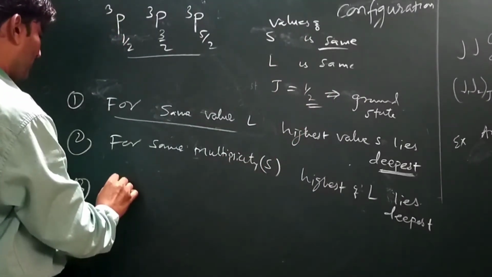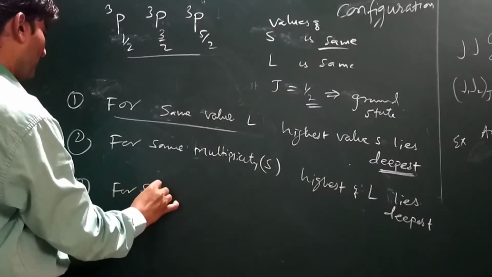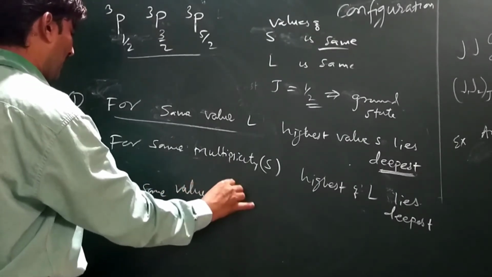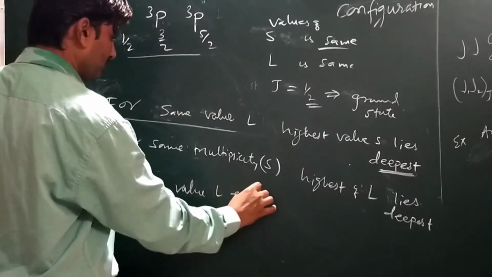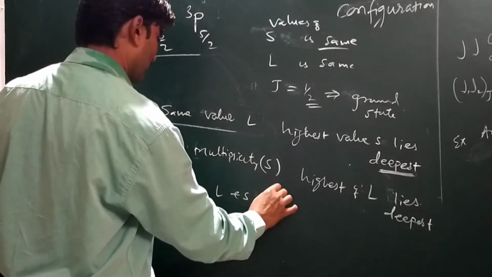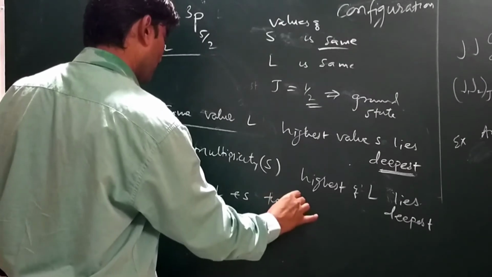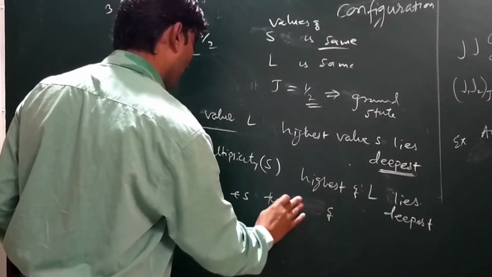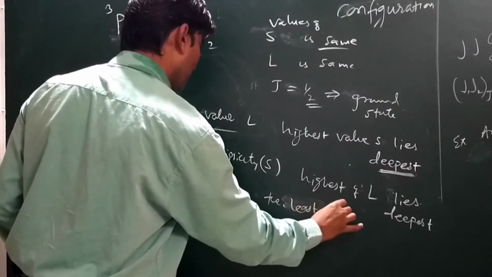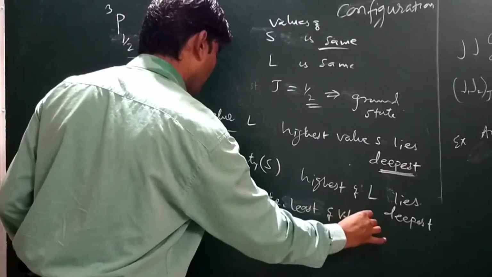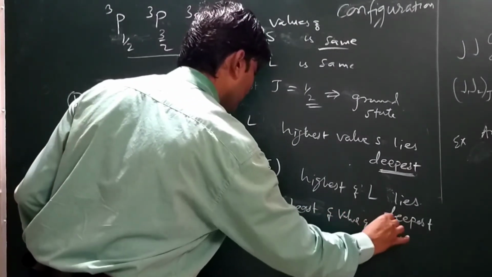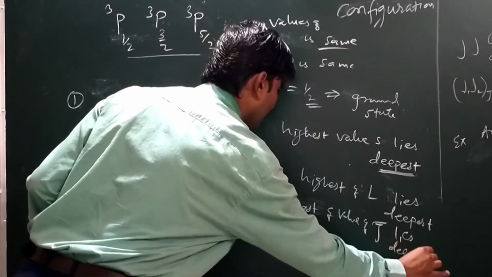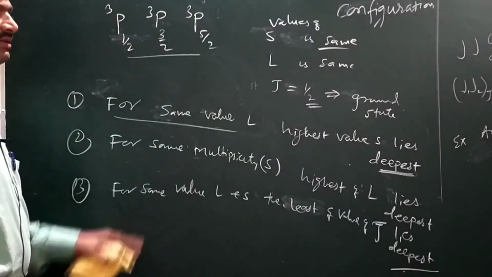And the third rule is: for the same values of L and S, the lowest value of J, or least value of J, lies deepest. So this is the rule. Like that we can write the term symbol.